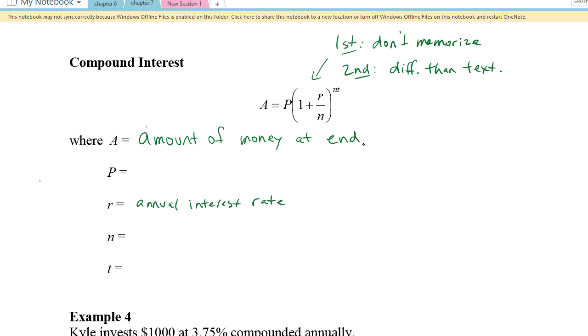P is principal, which means the amount of money at the start. In my example, that was $1,000. At the end of 2 years, that was 1,210 or something like that. Your annual interest rate is R, and this is as a decimal.